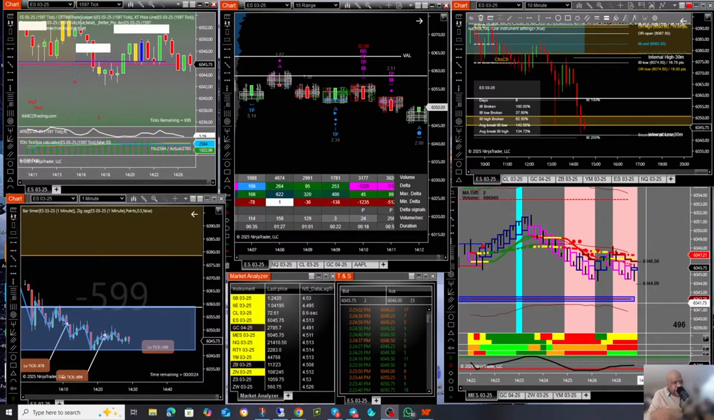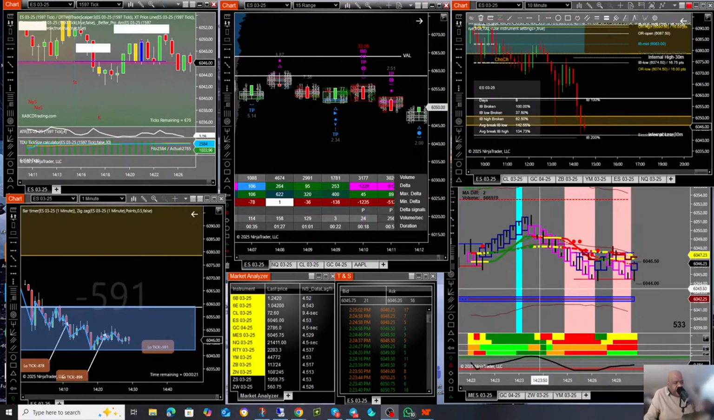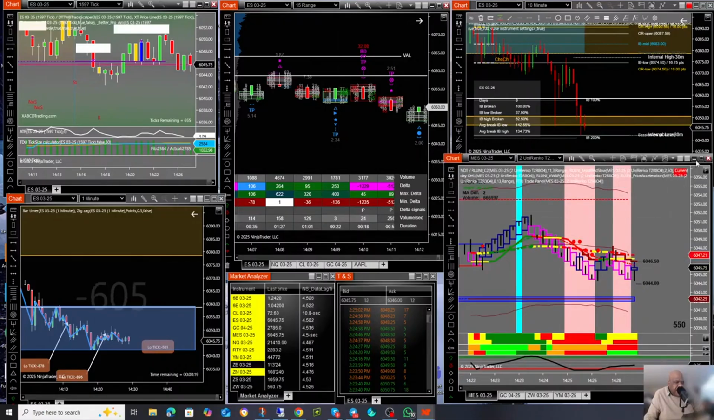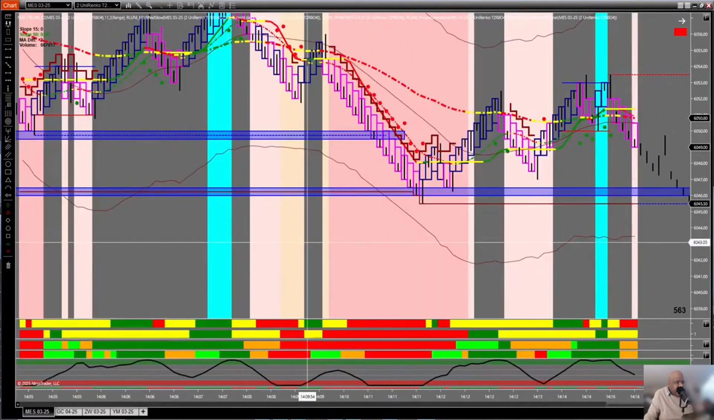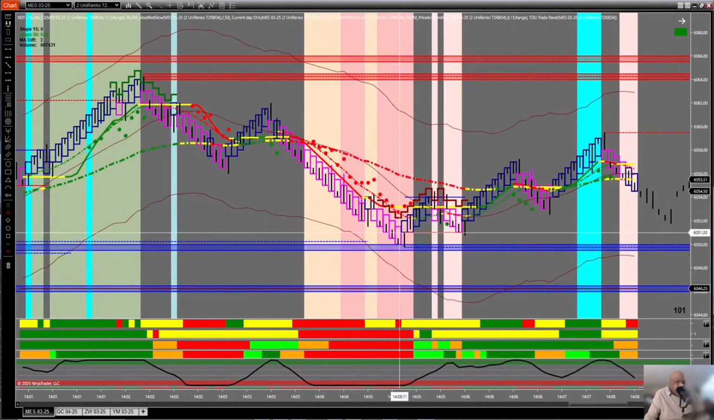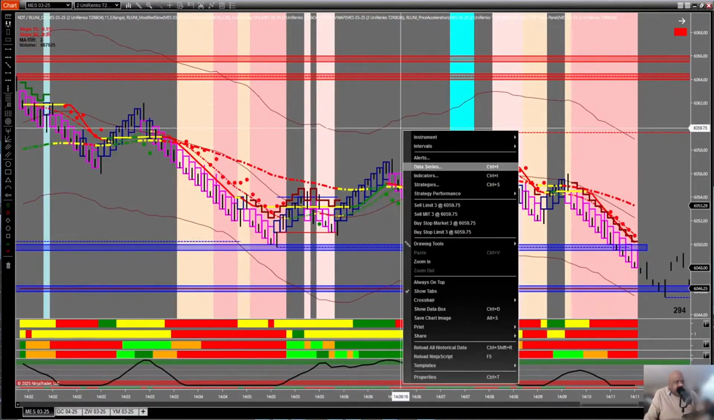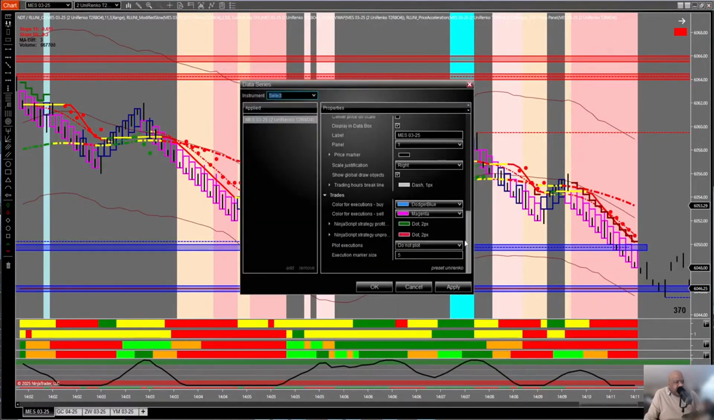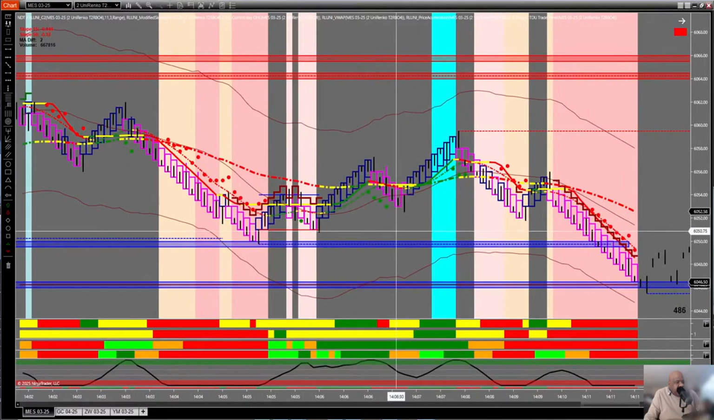Actually, 5 minutes after 2 o'clock, I took a couple of trades. I got whipsawed both times. If I want to go back here, see. Yeah, this is where I took the sign. I do have it on. Do I have do not plot on, or do I have text and marker? Let's see. You know why it's not going to show?